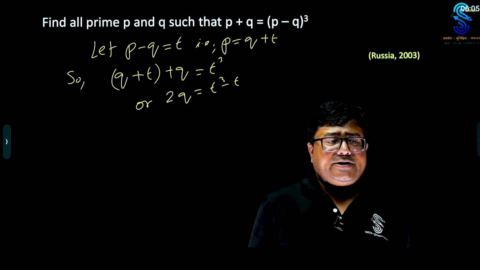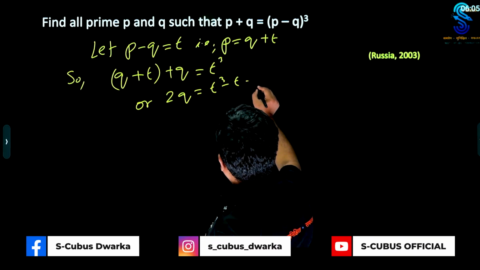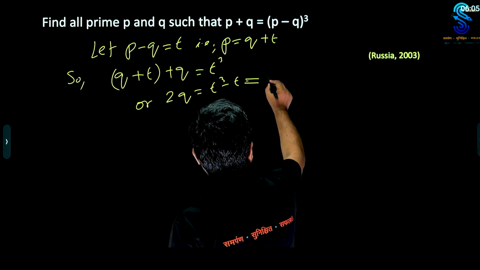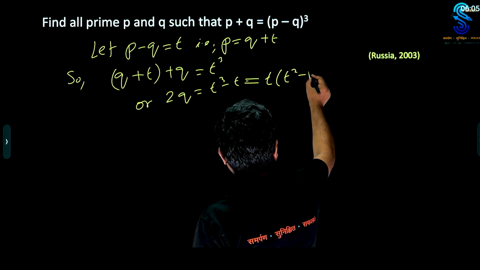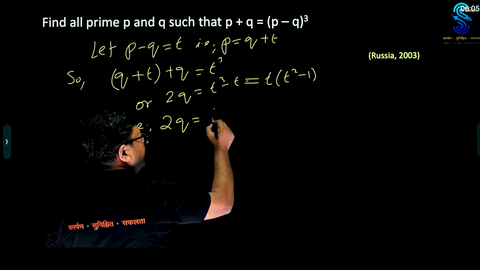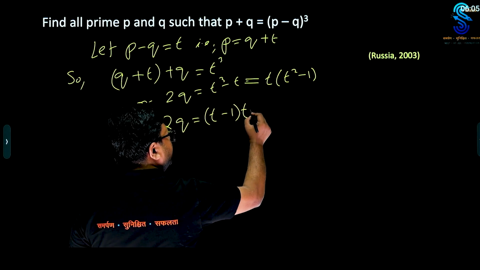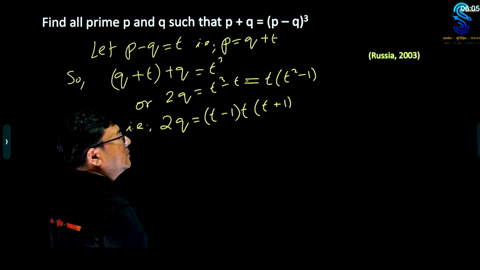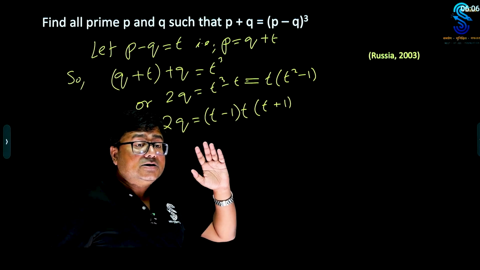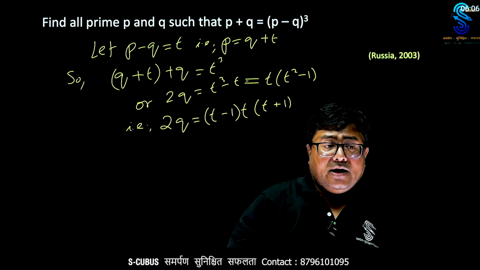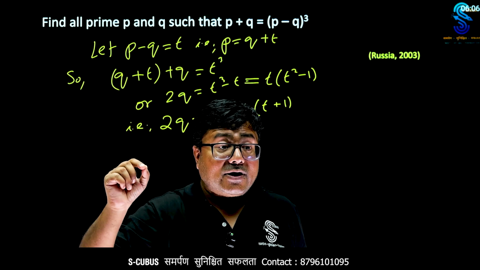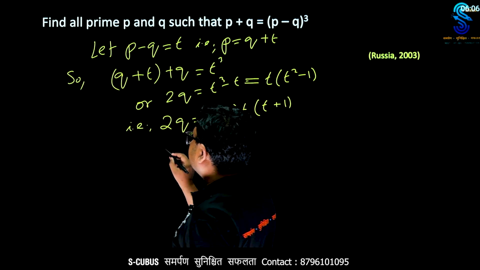Now t cube minus t, can I write it this way? Or can I write it this way? 2 into q is (t minus 1) into t into (t plus 1). Obviously, the left hand side is the product of two primes and the right hand side is the product of three positive integers. Actually, the left hand side cannot be written as the product of three positive integers unless one of them is 1. So obviously the smallest one will be 1.